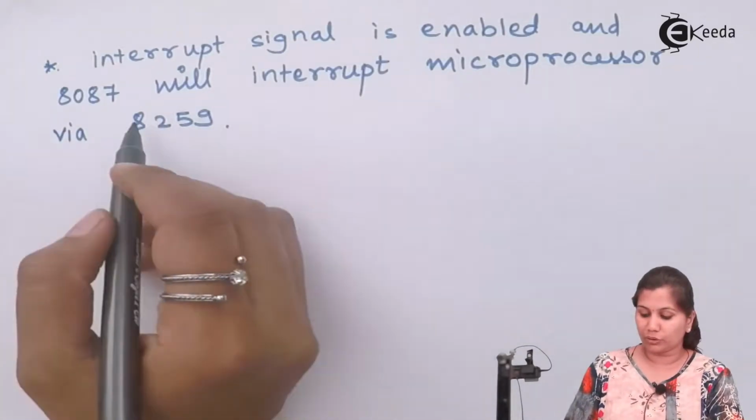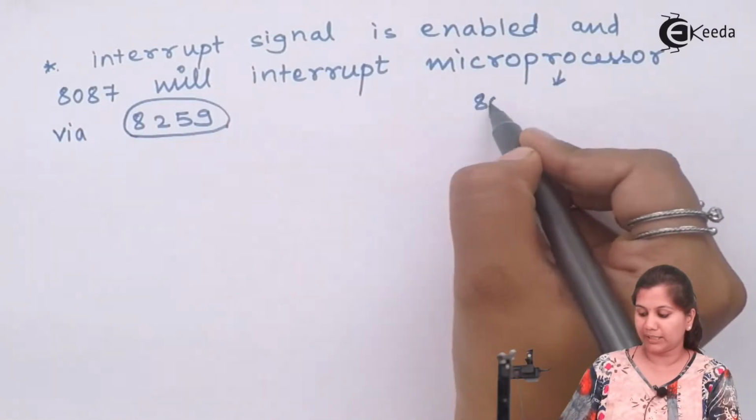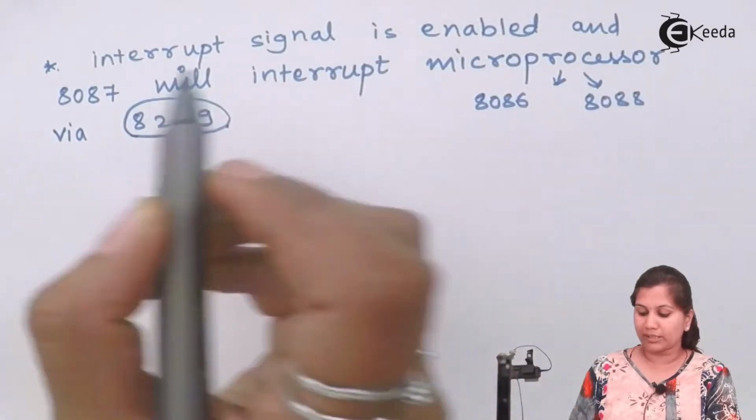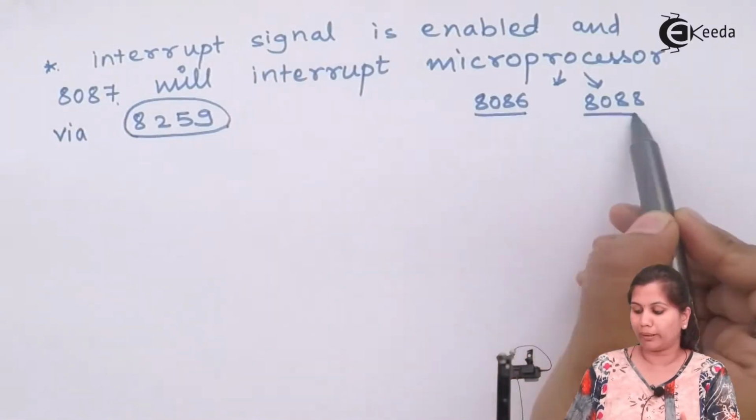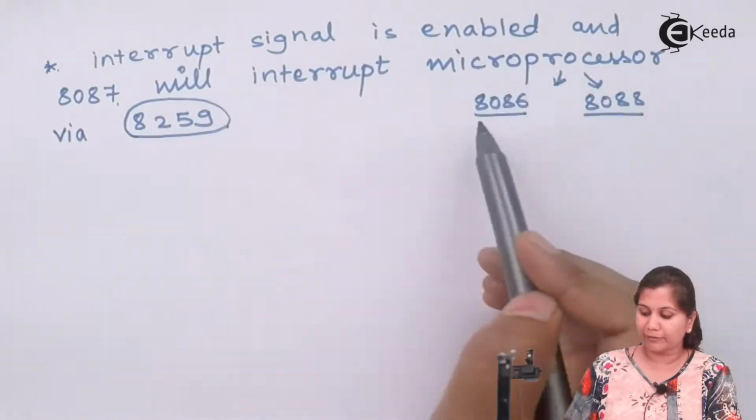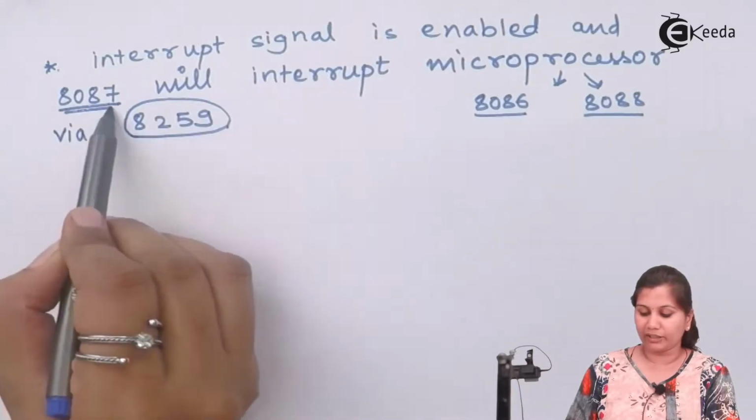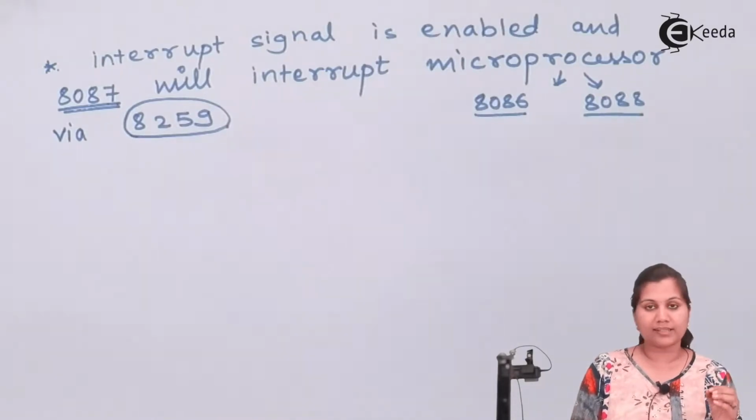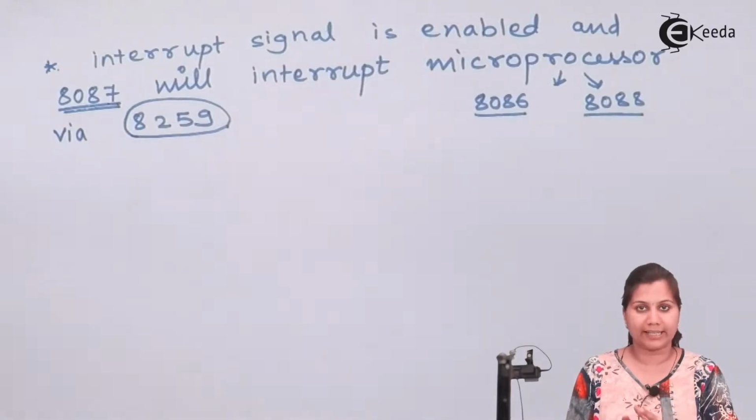So this controller is going to interrupt the microprocessor, which can be 8086 or 8088, because 8087 is a coprocessor for these two microprocessor families. These microprocessors can be interrupted by the 8087 whenever it has encountered any unmasked error. So this is how the 8087 coprocessor deals with the exceptions.